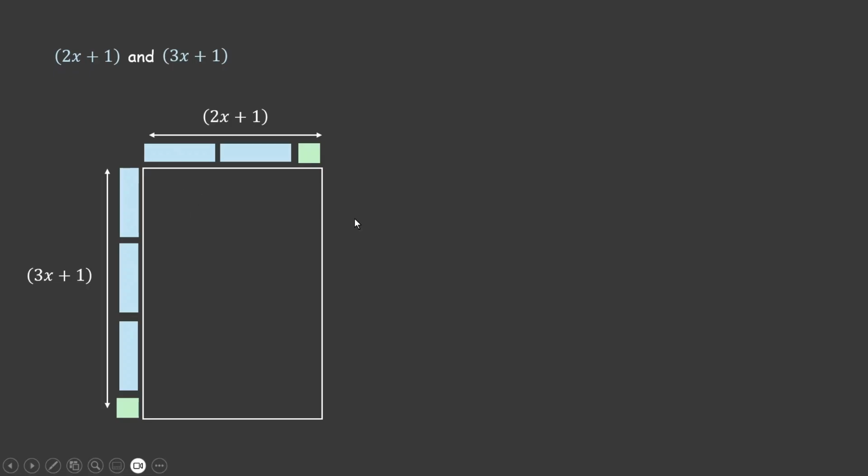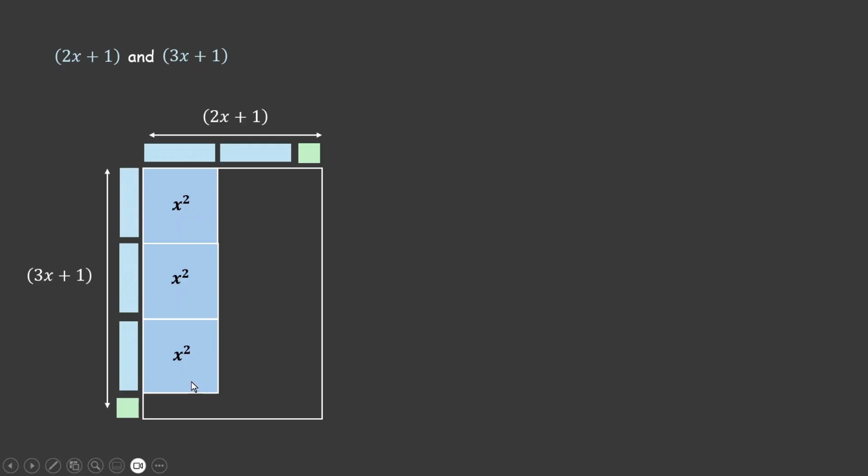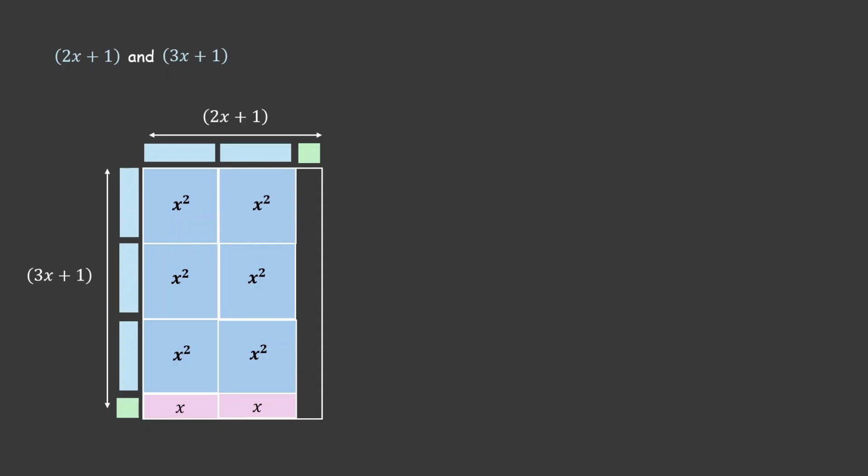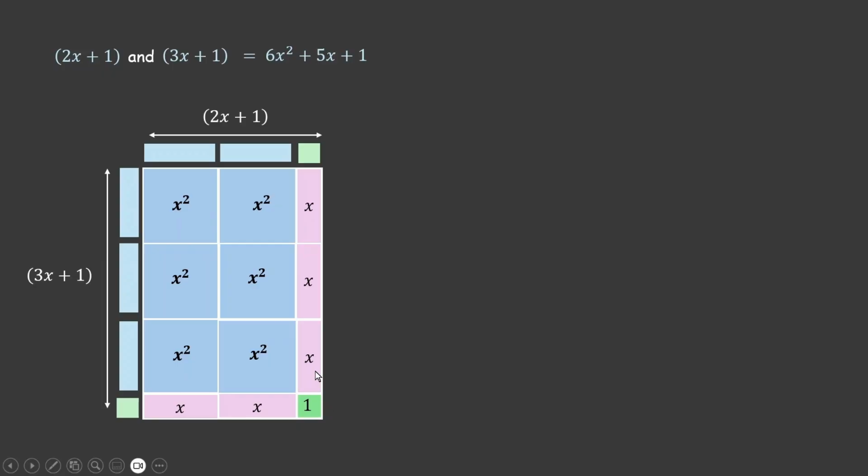Now, x into x is x². So here also we'll have x into x, x², x², x², x. And here x into 1, that's x, x, x. And 1 into 1 is 1. So we have 1, 2, 3, 4, 5, 6 x², and 1, 2, 3, 4, 5 x, and 1. So 6x² + 5x + 1.